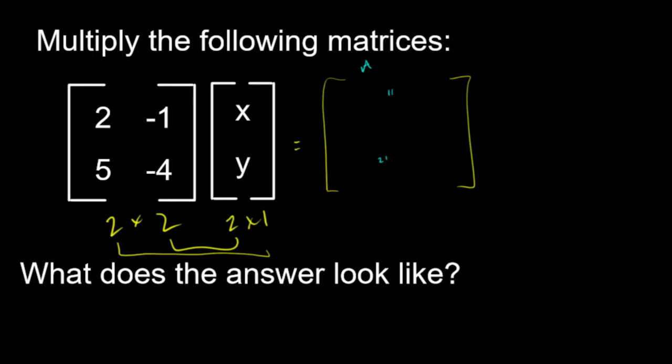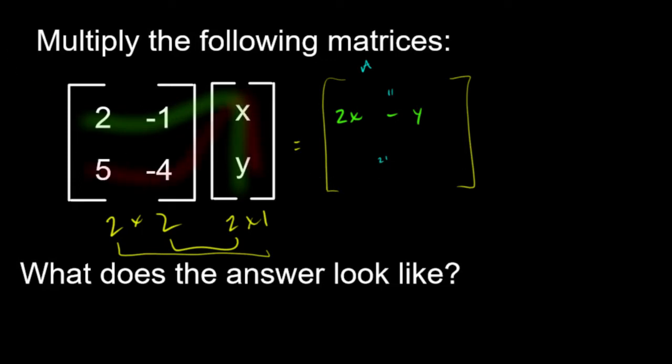So let's do this in green, shall we? To find the first row, first column entry, you take the first row times the first column. That's going to give you 2 times x, which is 2x, and negative 1 times y, minus y. And then for the second one, you take the second row, first column. And that's going to be 5 times x minus 4y.